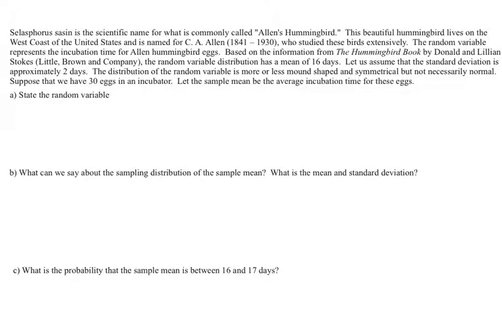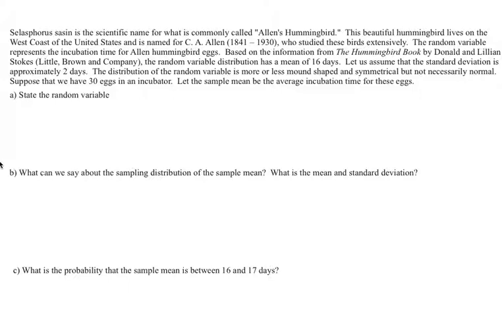So this problem is one to help us figure out how to find probabilities using the central limit theorem and sampling distributions. In this case, we were told we have a hummingbird egg. We're looking at the incubation time of Allen hummingbird eggs. We do know from some back research that the random variable has a mean of 16 days, and we are going to assume that the standard deviation is approximately 2 days. The distribution of the random variable is more or less mound-shaped and symmetric, but not normal.